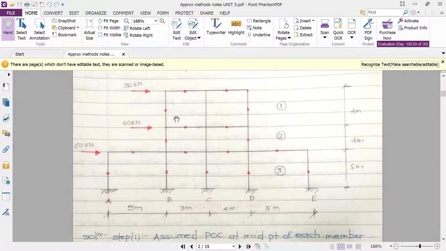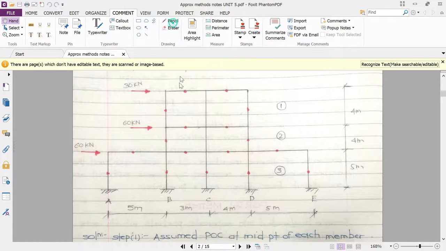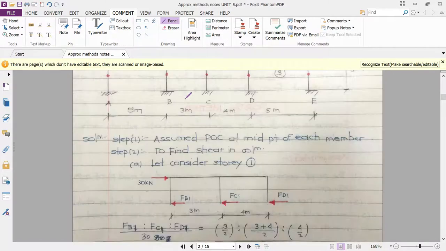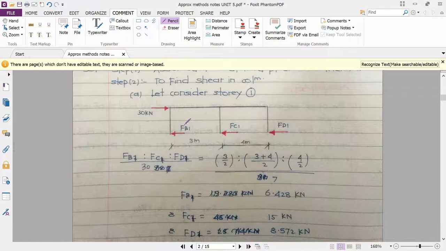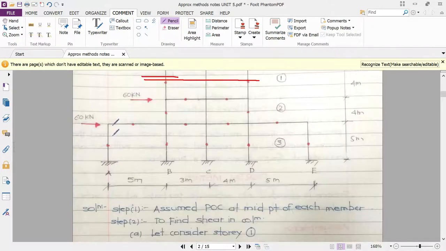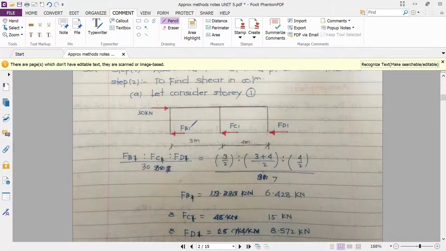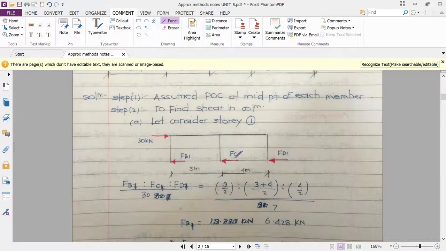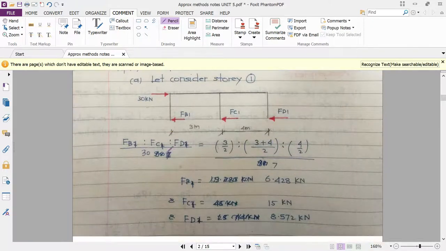What I have done is, I have cut this section. This is our section. I have cut this section from the point of contraflexion and taken out this diagram, just like a free body diagram. And you have to calculate these forces in B1, forces in C1, and forces in D1. If you see, it is column A, column B, column C, D and E. So we are isolating the top story of the columns B1, C1 and D1. So how to calculate? Let us see.